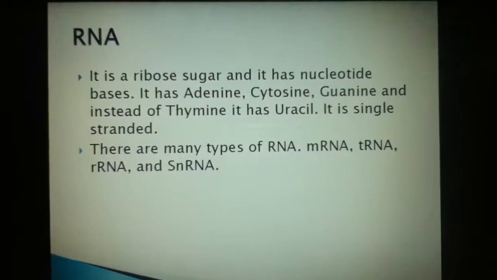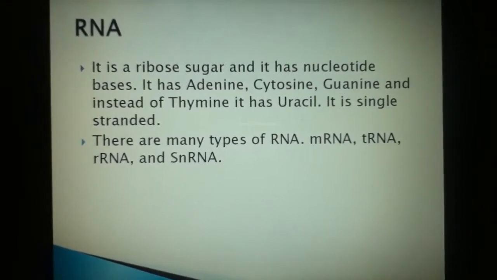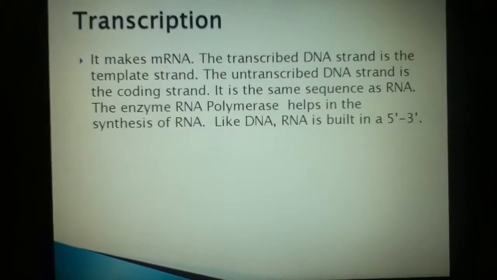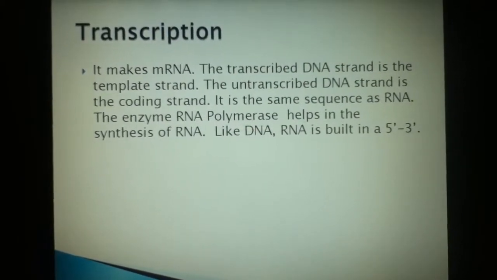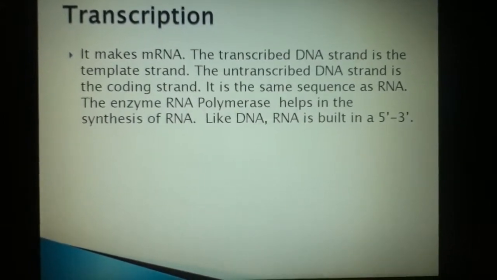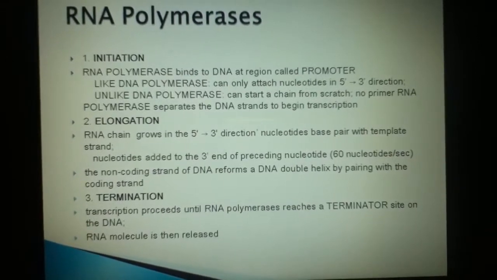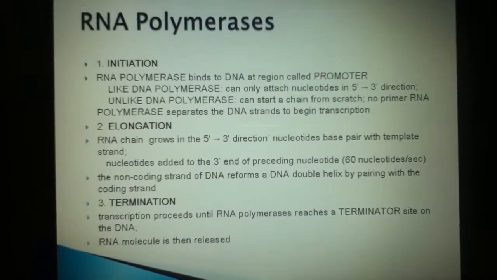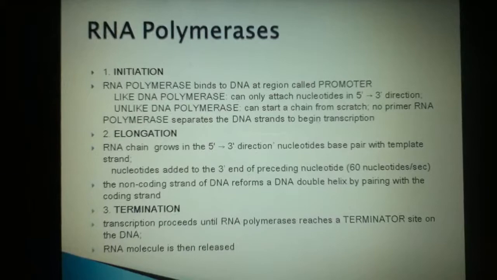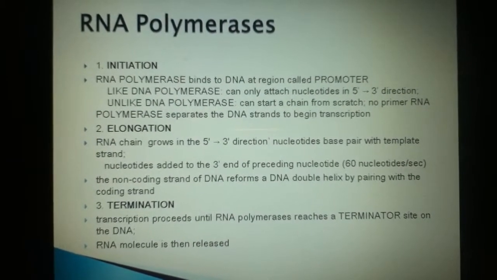RNA has ribose sugar. It has uracil instead of thymine, and it is single-stranded. Transcription makes mRNA from DNA, and RNA is built in a 5' to 3' direction. Transcription initiation. RNA polymerase binds to DNA at the promoter. It separates DNA strands to begin transcription.